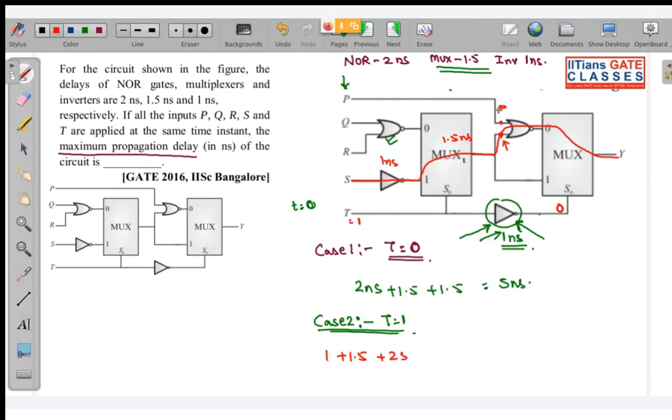Why? This input P is already present from time t equal to 0, but this input required 2.5 nanosecond. And after application of 2.5 nanosecond, basically this gate will take 2 more nanosecond to give output, and this output will be the input of the mux, and mux will require 1.5 more. So in total 1.5, 1.5, 3 plus 2, 5, 5 plus 1, 6. So 6 nanosecond. So here it is asked maximum propagation delay. So out of 5 and 6, 6 is maximum. So answer of this question will be 6 nanosecond.